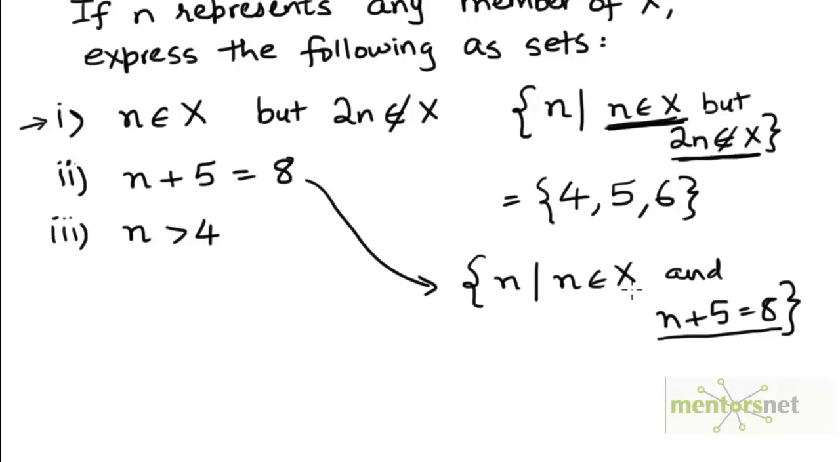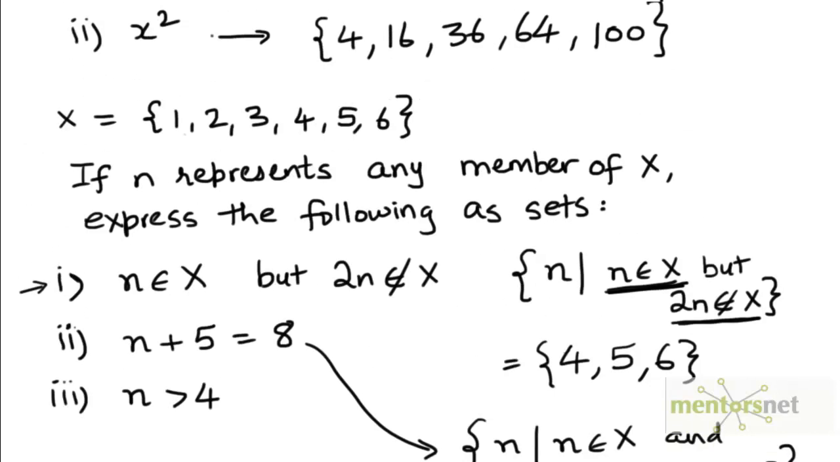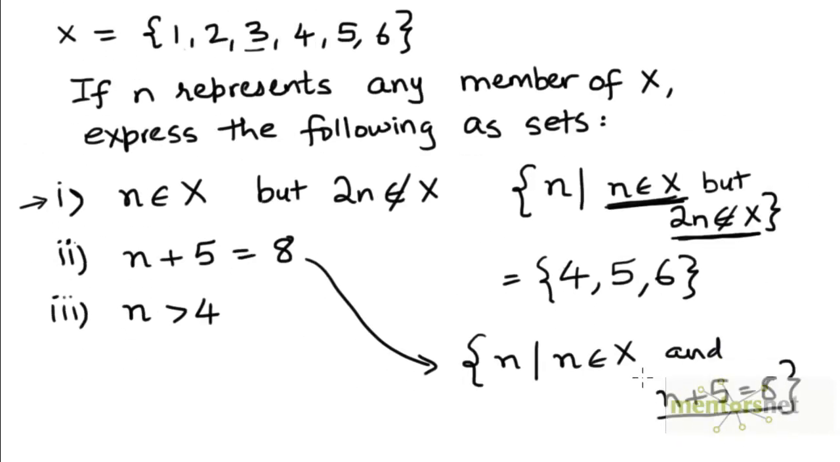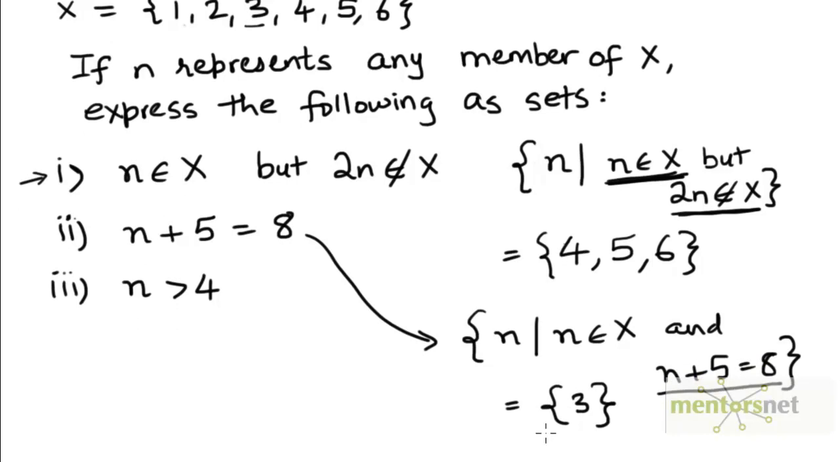Now, is 3 an element of X? Yes, it is. Since 3 is an element of X and 3 plus 5 is 8, 3 is the only number which satisfies both of these properties. So the second set is just the singleton set {3}. In set builder form, this is how we represent it. In roster form, this is how we represent it.